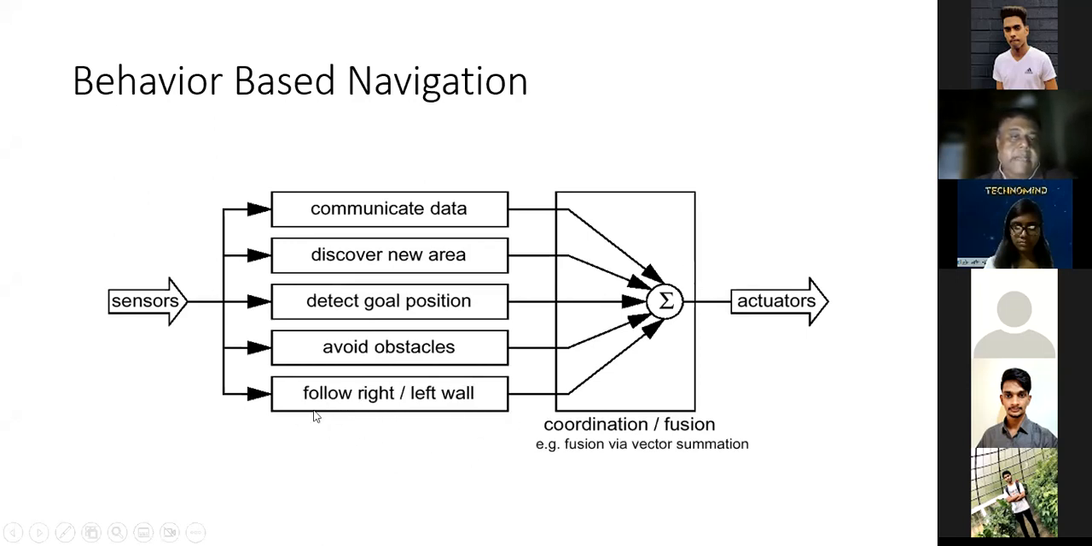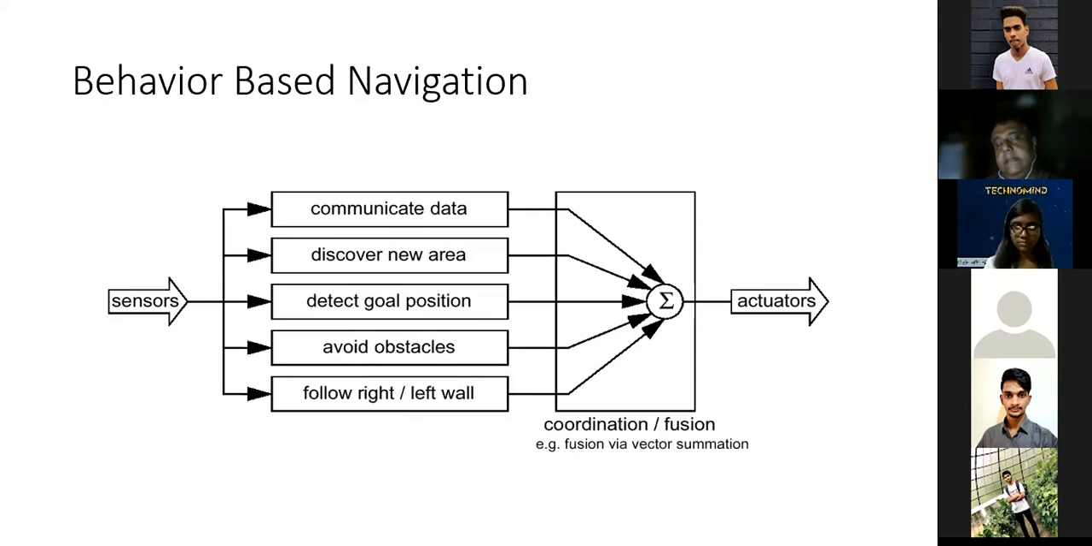Now, in this case, these are some examples. A robot may have a behavior to follow a wall. And completely independent from that, it may have a behavior to avoid obstacles, detect goal position, discover new area, communicate data. Now, these things are implemented as different software components. They work independently. The following the wall is completely independent from avoiding obstacles. The final observable behavior of the robot is the sum of all these behaviors.